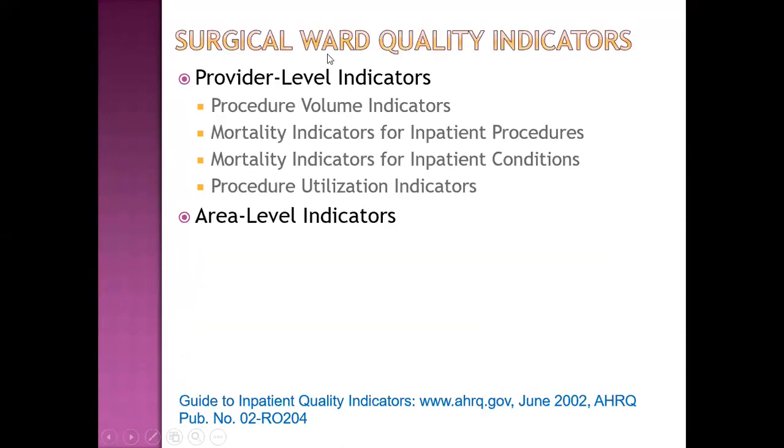Then for a surgical ward, I have taken from this interesting publication on internet. Then there may be provider level indicators and area level indicators. Provider level indicators include procedure volume indicators, mortality indicators for inpatient procedures, mortality indicators for inpatient conditions, and procedure utilization indicators. So interested readers are advised to go through this publication, which is available on internet.